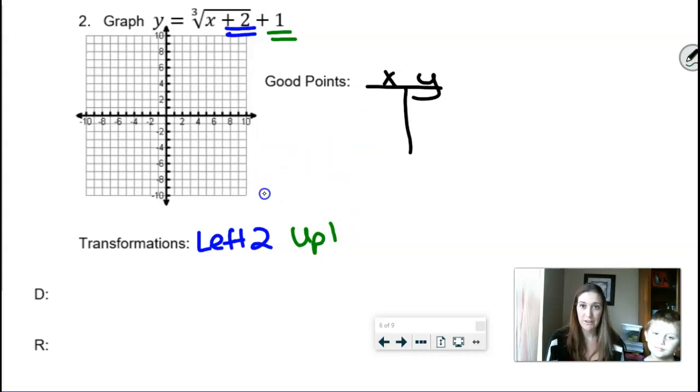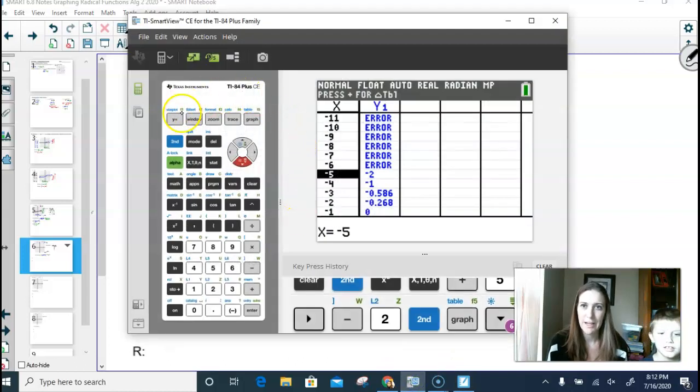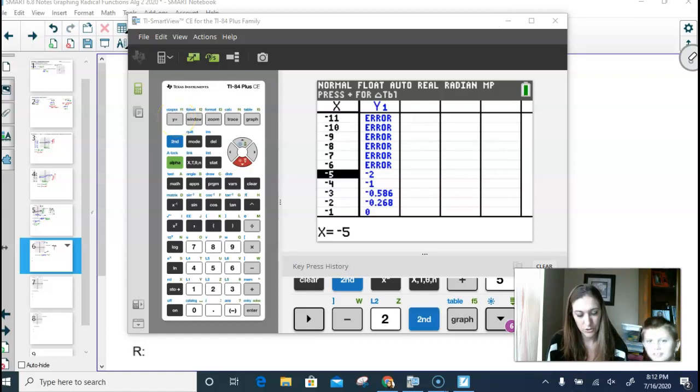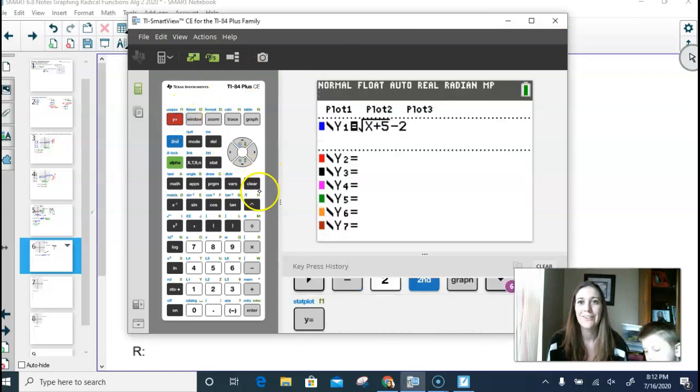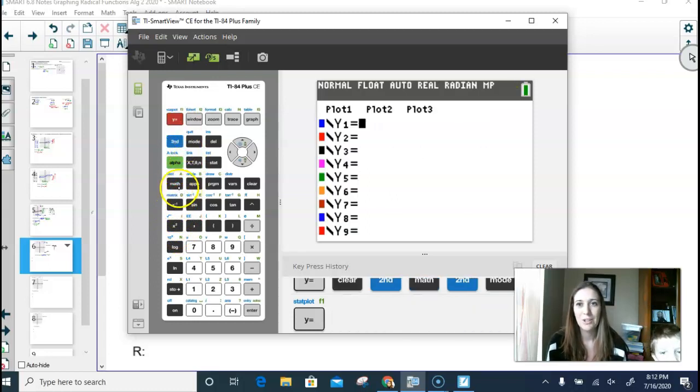So if I was matching everything, I'd have to remember that the cube root function is the one that does that weird S squiggle shape, right? Exactly. So I'd be looking for something that was shifted left 2 and up 1. But, you know, I'm going to use my resources here and grab my calculator. All right. Y equals, gotta go do a cube root this time. That was not what I wanted. All right. Cube root.